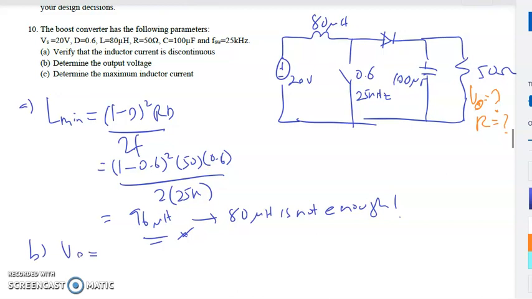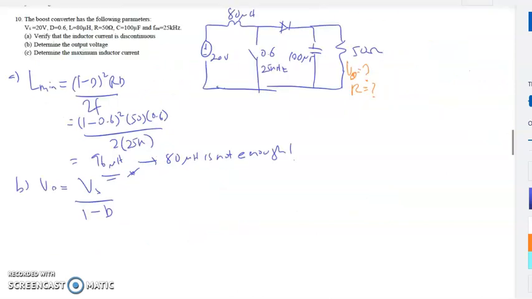So next is our V out. V out is equal to Vs times 1 over 1 minus duty cycle. So Vs is 20 volt, 1 minus 0.6. So the output voltage is 50 volt.